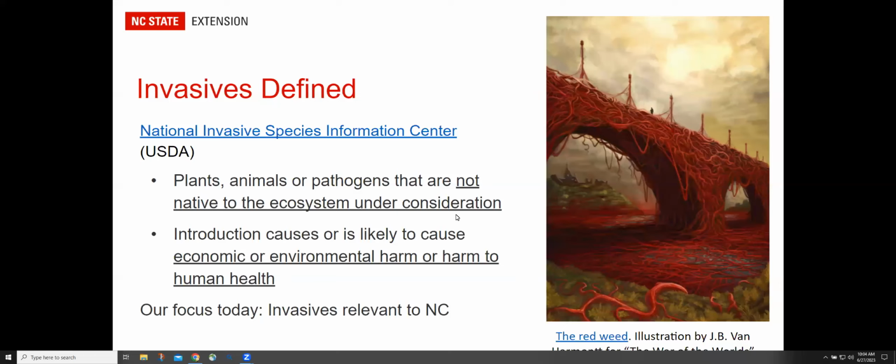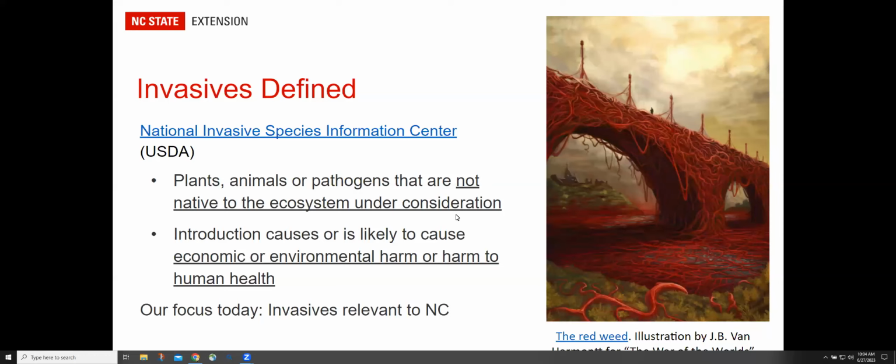So these are things that are bad for our environment. They could be harmful to people. They could be harmful to livestock or pets, or harm the economy in other ways. So today we're going to focus on some of the invasives relevant to North Carolina, some updates and some things to keep an eye out for.